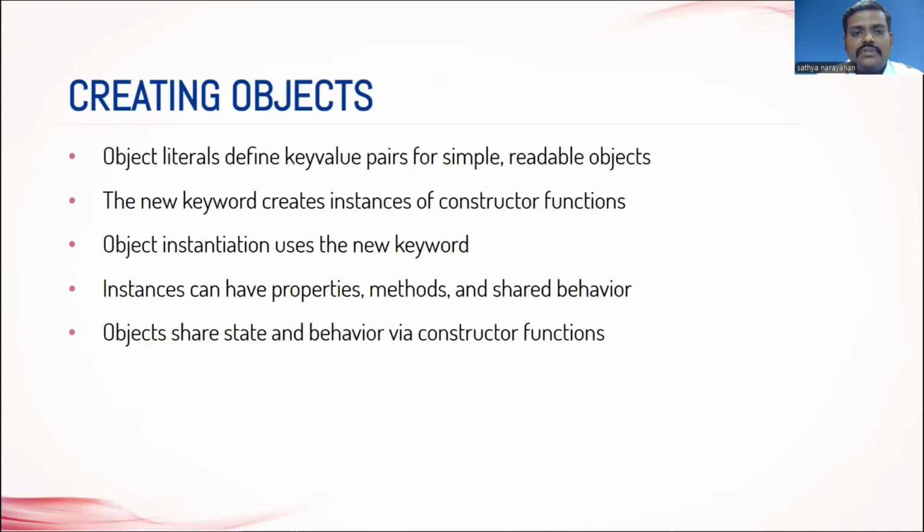Next is creating objects. Object literals define key-value pairs for simple and readable objects. The new keyword creates an instance of a constructor function. Object instantiation uses the new keyword. An instance can have properties, methods, and shared behaviors. Objects share state and behavior via constructor functions.